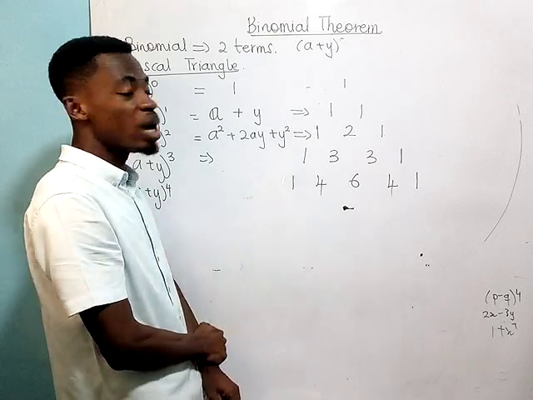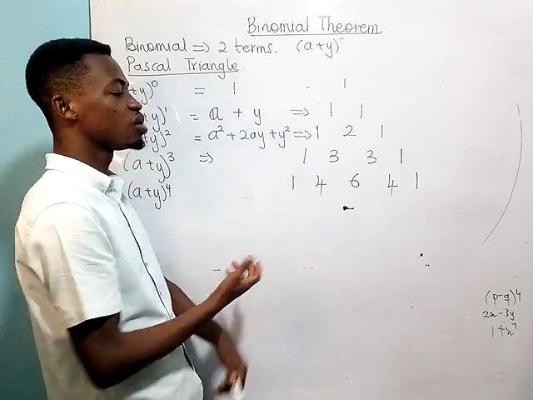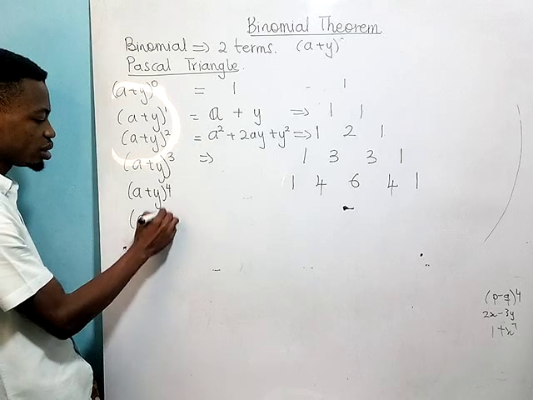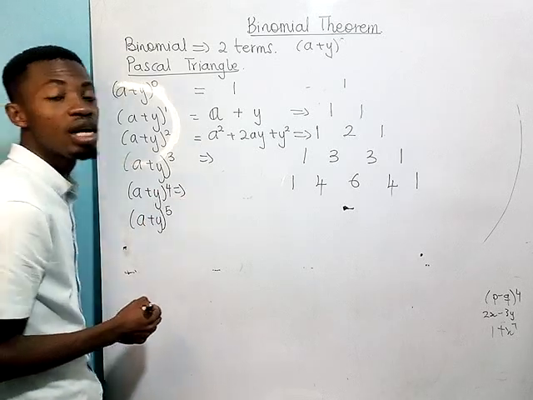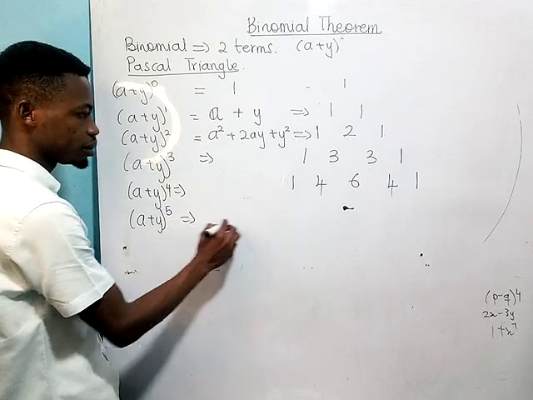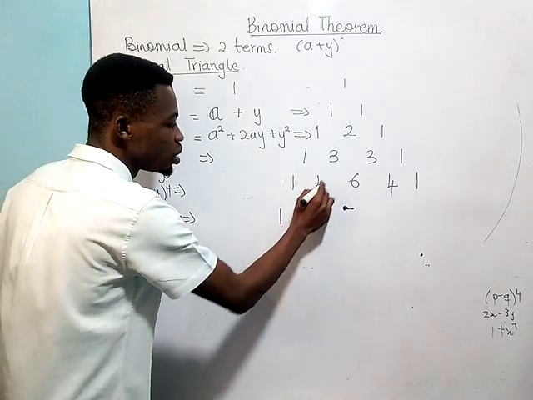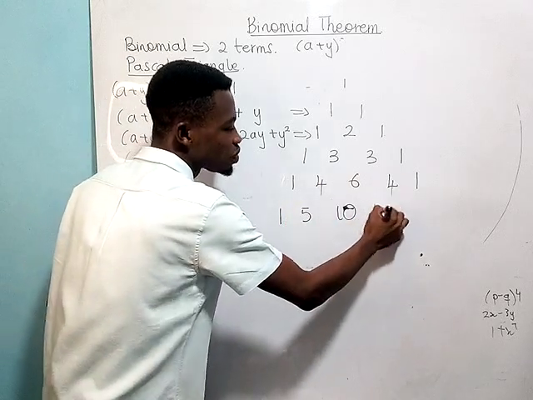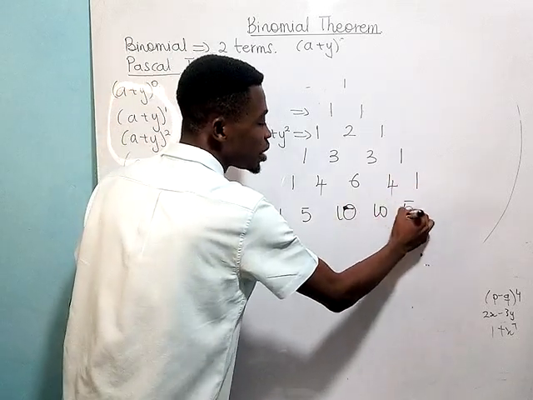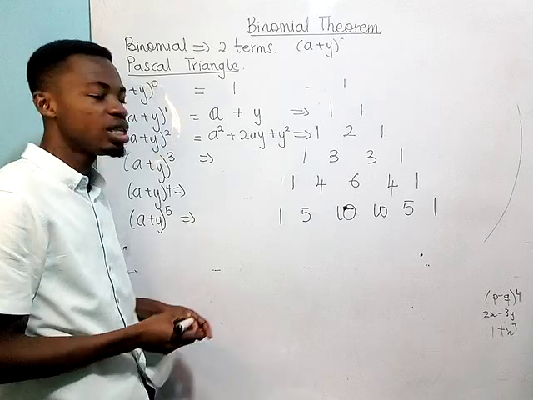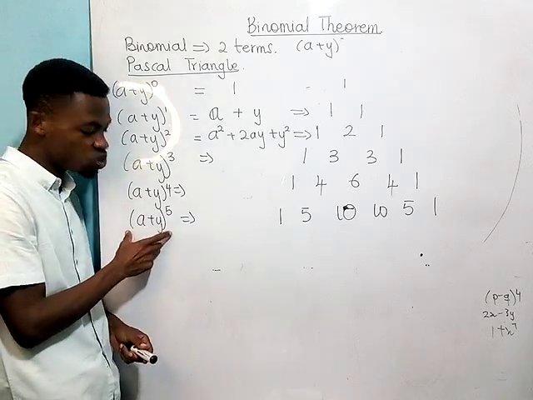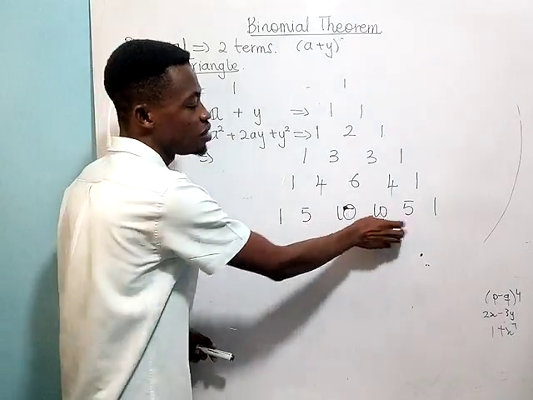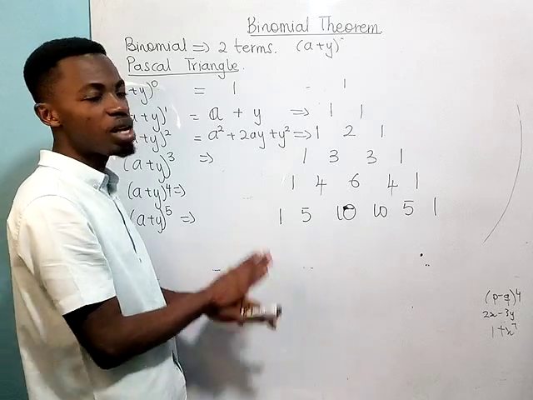But when we get to exponents such as 8, 9, it becomes difficult because you waste time. Let's pick another one. A plus y to the power 5 is going to give us, we repeat this one. 1 plus 4 gives us 5. 4 plus 6 gives us 10. 6 plus 4 gives us 10. 4 plus 1 gives us 5. Then 1 is repeated. Which means that when we expand a plus y to the power 5, the coefficients will be 1, 5, 10, 10, 5, 1. That's this with the Pascal triangle.